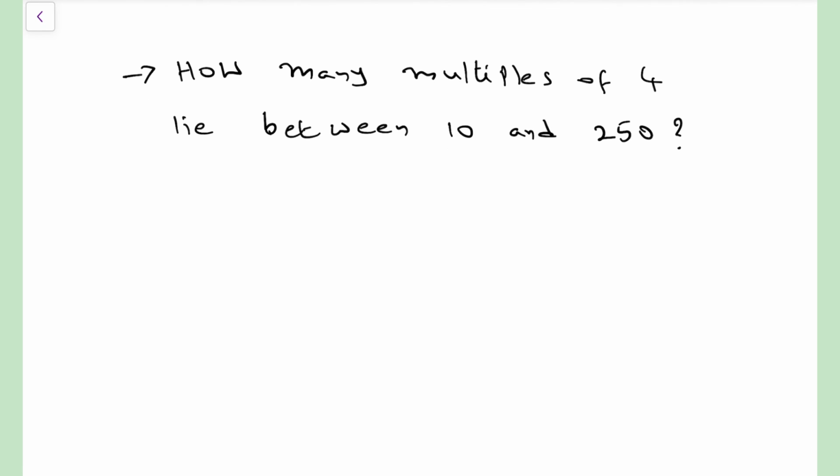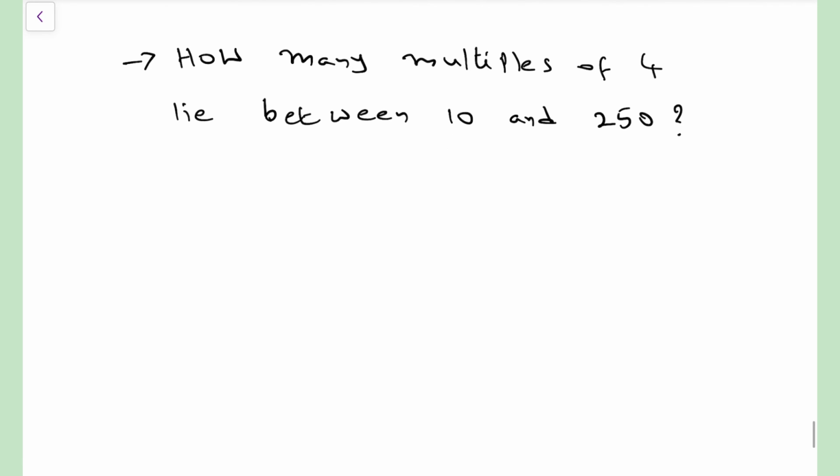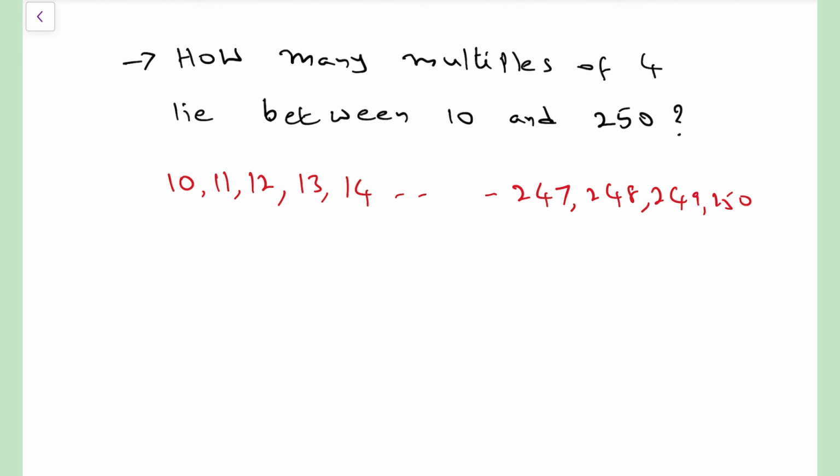Next, how many multiples of 4 lie between 10 and 250? So first what we need to do is write the numbers from 10 to 250. 10, 11, 12, 13, 14, 15 and so on, 247, 248, 249, 250. Now these are all the numbers starting from 10 to 250. But in the question particularly he is asking only about the multiples of 4. So let us check.